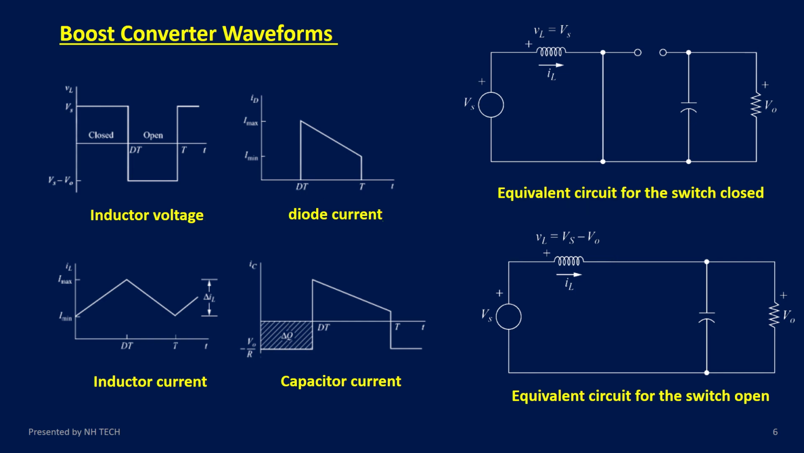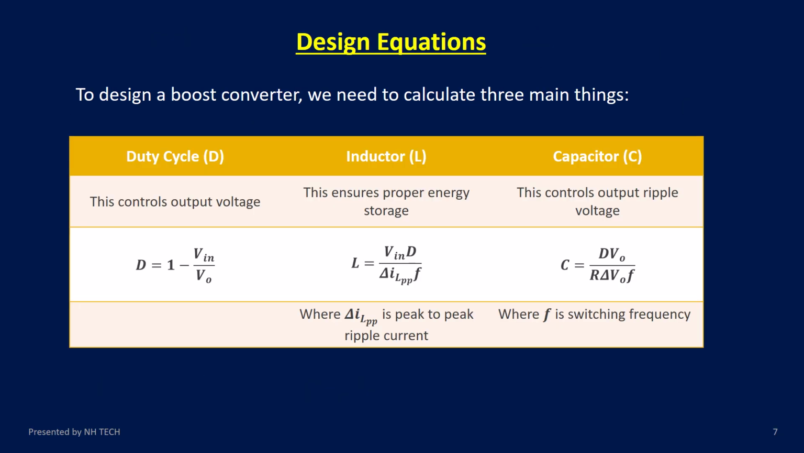By continuously switching between these two modes using pulse width modulation, the boost converter is able to step up the input voltage to the desired higher output voltage level. These are the design formulas. The output voltage can be changed by changing the duty ratio. Inductor decides the peak-to-peak ripple current, and capacitor controls the output voltage ripple.